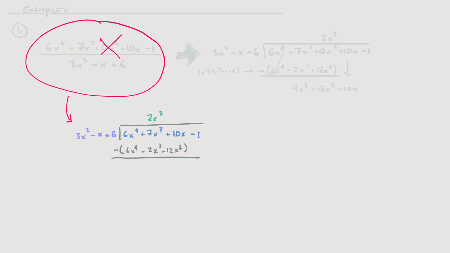You'd end up with the exact same thing that we just did. Everything's the same until you get to here. These are going to cancel. Then you're going to do 7x cubed minus negative 2x cubed. That's going to be 9x cubed. And then what you might do is you might do 10 minus 12x squared there to get yourself negative 2x squared. Right? I mean, you just did something over itself, did the subtraction.